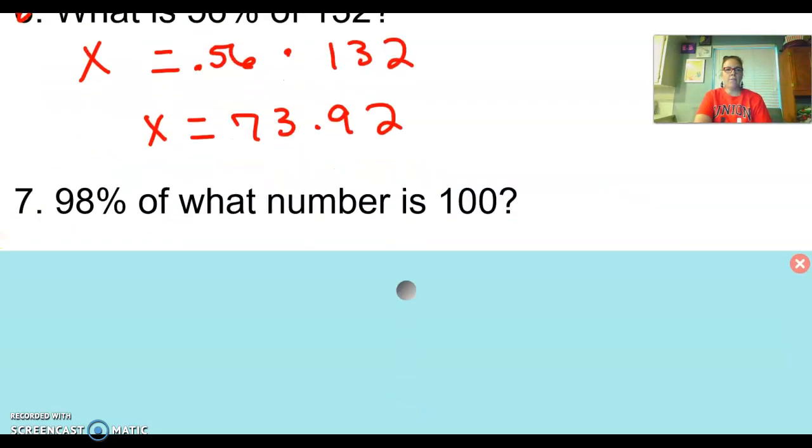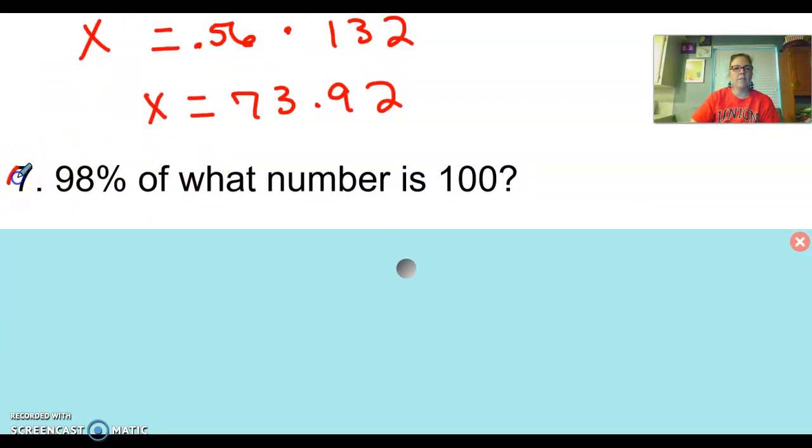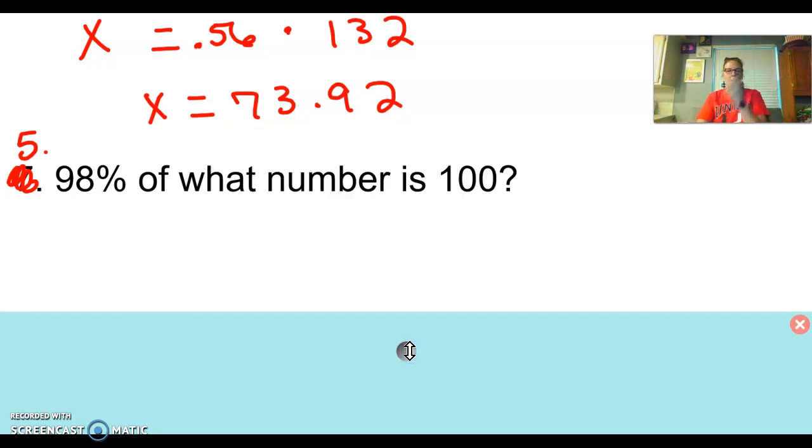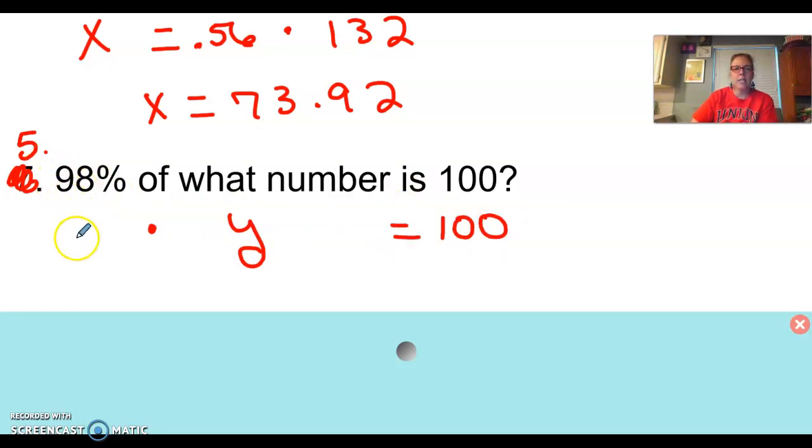Okay, number 5. Sorry, I forgot to renumber these. So these will be a little different. Now it says 98% of, so that's multiplication. What number, so that's our variable, is 100. And 98% as a decimal is 0.98. So 0.98 times y equals 100. So this goes back to one-step equations.